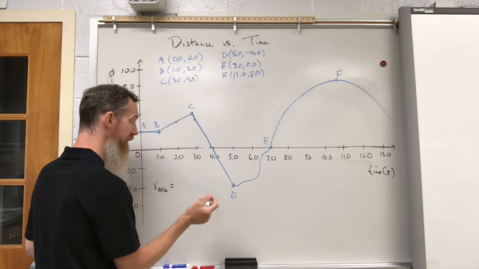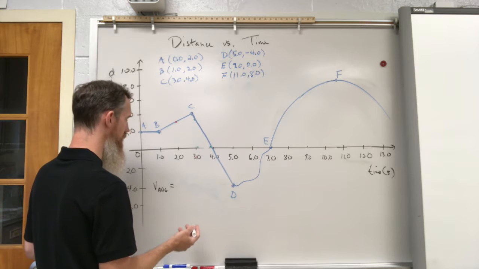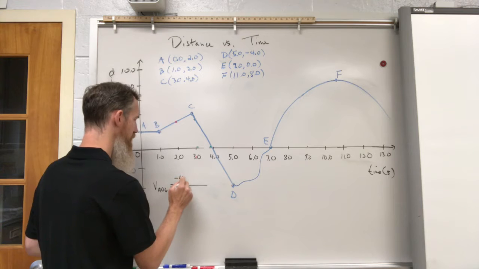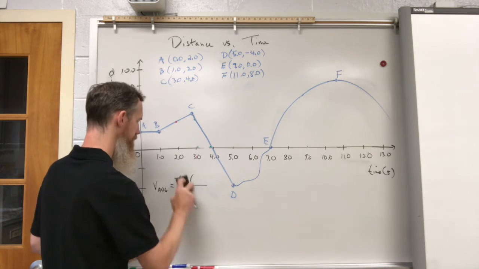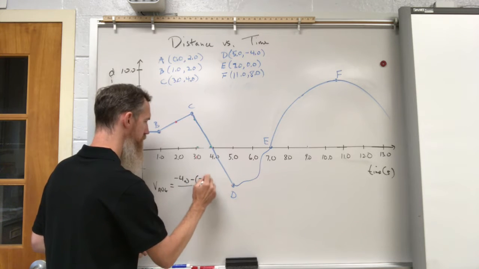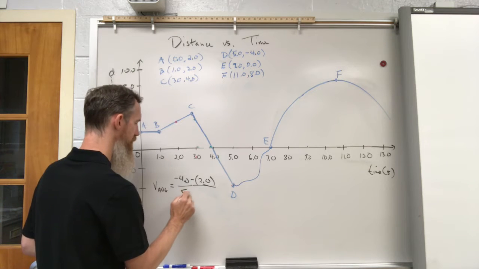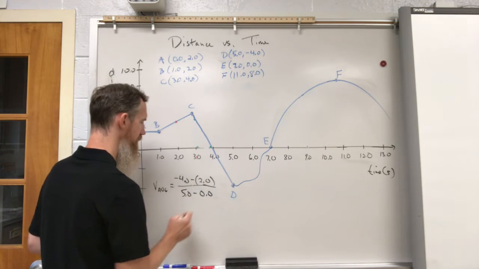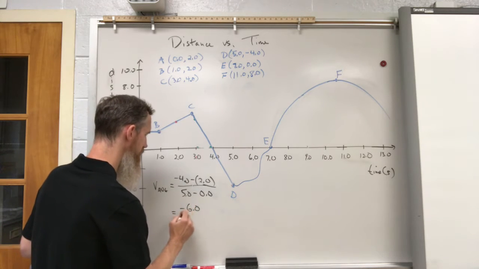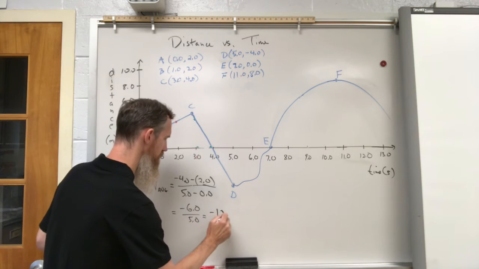between 0 and 5 seconds would be, all right, well, what's our starting position? What's our final position? Well, our final position is here, negative 4.0. And we have to subtract our initial position, which was 2.0. And our times, well, our final time was 5.0 seconds, and we started at 0 seconds. And so if I do this, I end up with negative 6.0 over 5.0, which is about negative 1.2 meters per second.